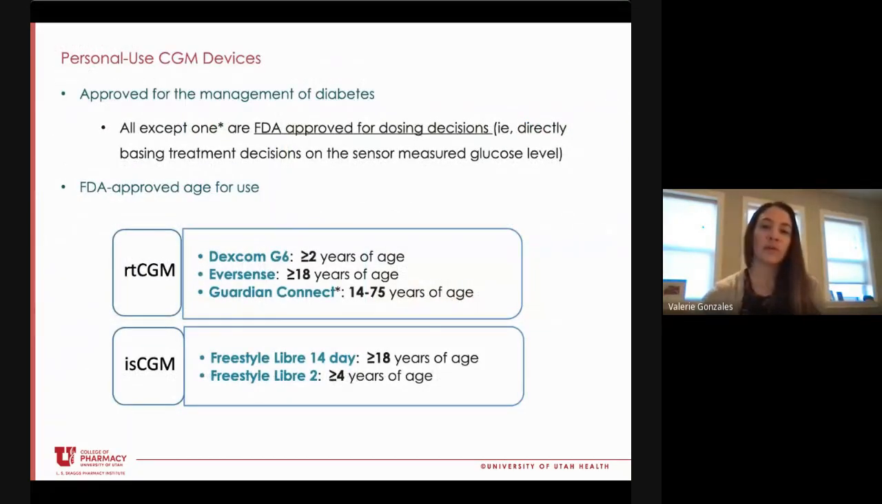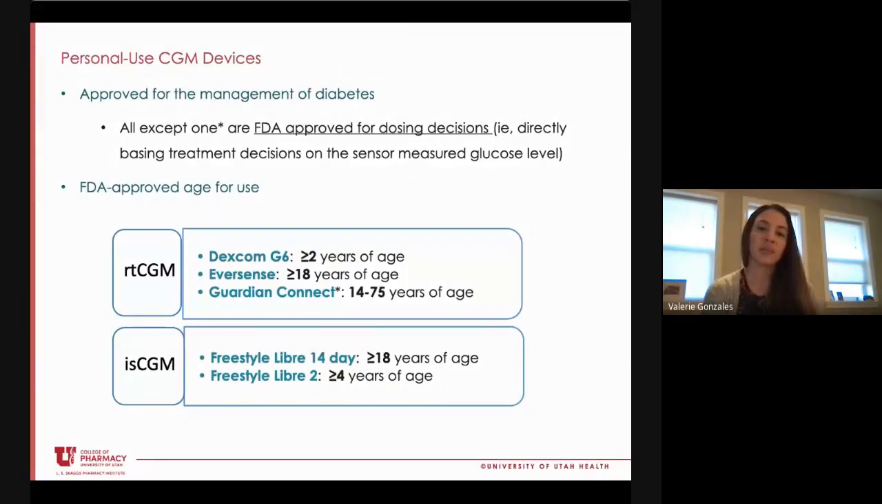CGM is approved for the management of diabetes. Most personal use devices are approved for using the sensor measured glucose readings to base treatment decisions. In other words, these devices can be used to replace most blood glucose testing by fingerstick in order to make therapy adjustments. The exception is the Guardian Connect system, which is labeled for use as an adjunct to SMBG. Problematic glucose readings and alerts from this device indicate when to perform a fingerstick test to confirm the CGM measurement.